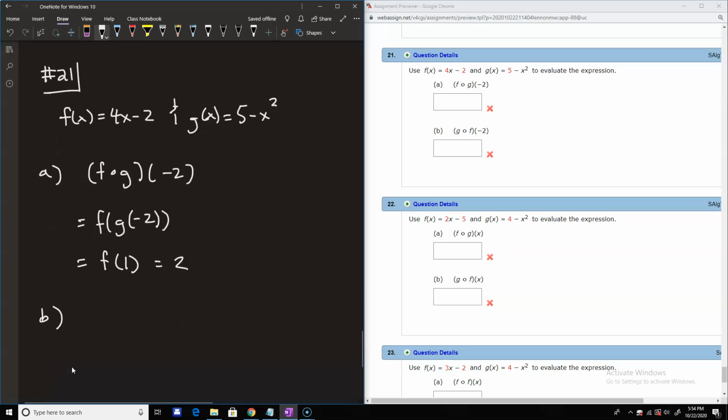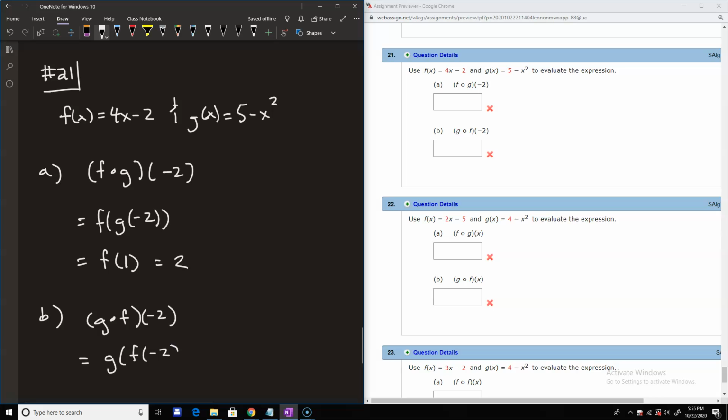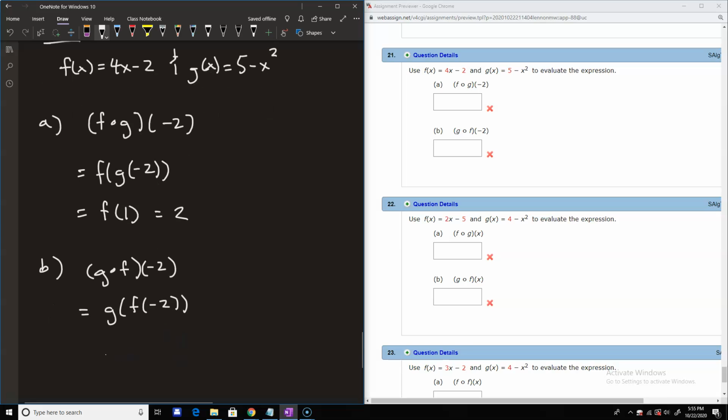And for b, we want to do g of f of negative 2. Probably to illustrate that these are not the same. If you do them commutatively, typically they could be, but in general they will not be. So f of negative 2 is going to be negative 8 minus 2. So this is going to be g of minus 10. And then this would be 5 minus negative 10 squared, which would be 5 minus 100, which is negative 95.